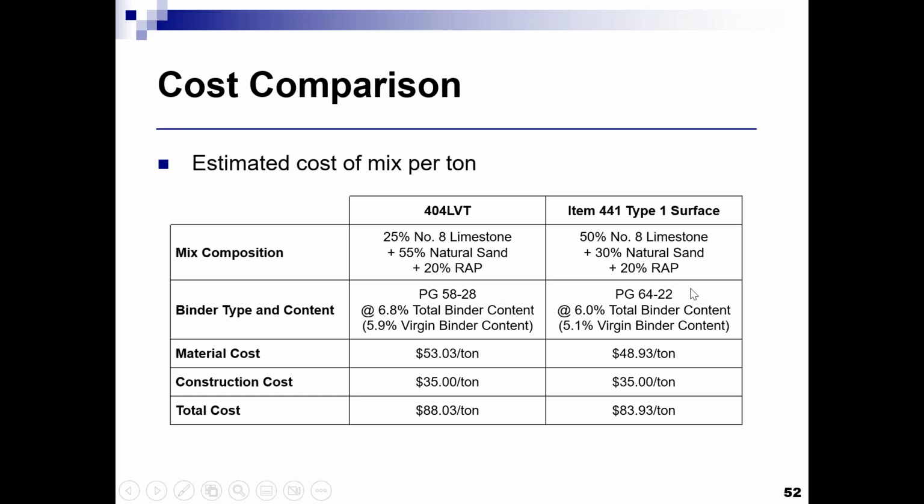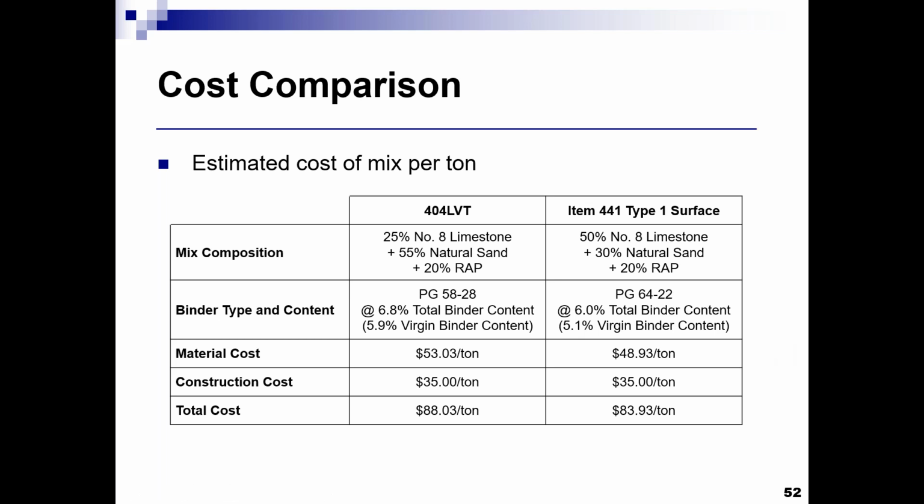58 minus 28 is usually a little bit more expensive than 64 minus 22, so you're going to pay a little bit more for the binder type. And again, the binder content is going to also make a big difference. So you can see in here basically the cost comparison that the mix in general is going to be maybe $5 to $10 more for the 404 LVT than the 441 type 1 surface mix per ton.